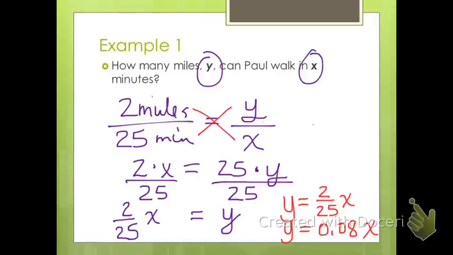Okay, so these equations right here will allow us to figure out the number of miles that Paul can walk in any number of minutes just by putting in numbers. So I could have used this equation with my 137.5, or if I want to know for any other number of minutes or number of miles, I can solve for the other variable. Okay, so this would be an equation in two variables. All right, let's look at another example.